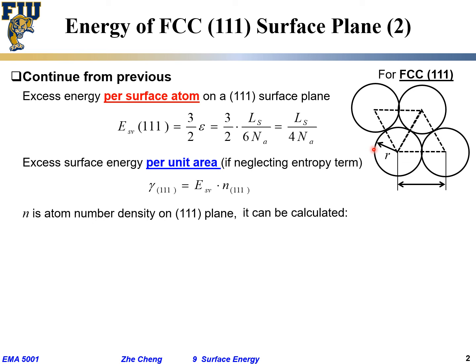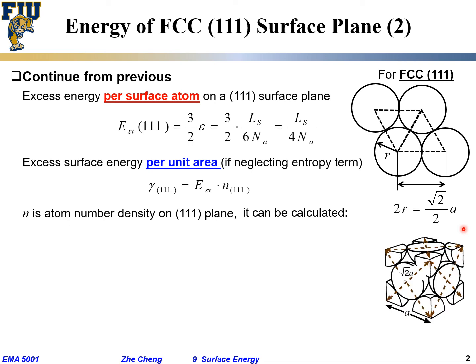From this geometry we can calculate n, which is the atom number density per, not volume, per area. Clearly, from what you learned in materials engineering, this 2r would be square root of 2 over 2 times a. Last time we mentioned, what does a mean? A means the lattice parameter, the lattice constant for this type of FCC crystal.